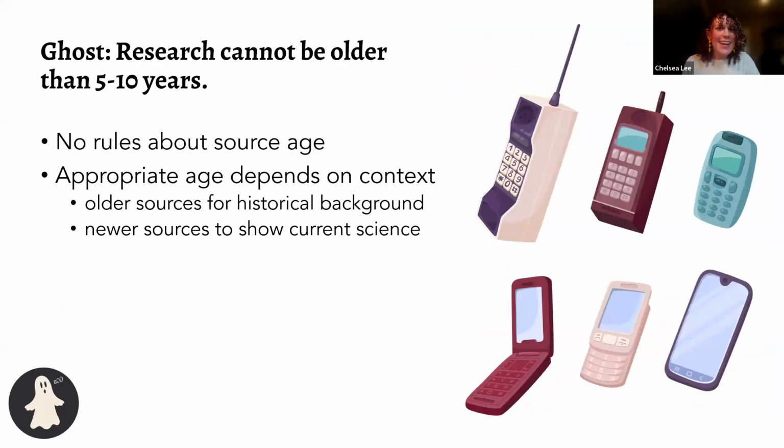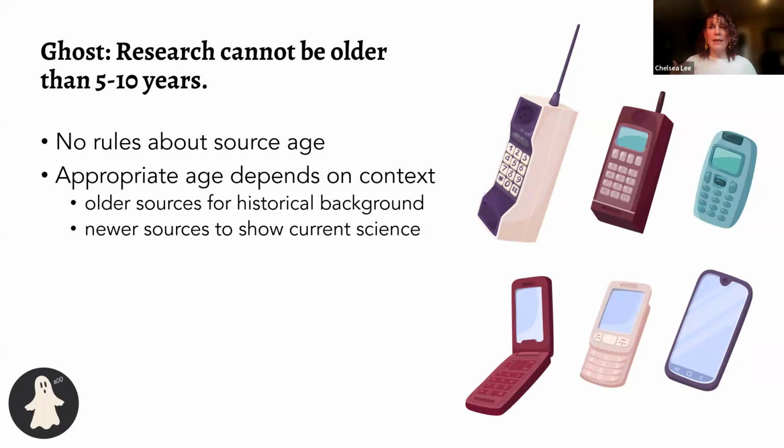The next GHOST guideline is the idea that research can't be older than, say, 5 to 10 years. Rather, we don't have any rules about source age. The appropriate age of your source is going to depend on the context of the use. So if you're providing historical background about a topic, your sources might be old. And that's okay, because the point is that you're saying, here's the origin of this subject area. If it was first explored in the 1950s, then your references might be from the 1950s.